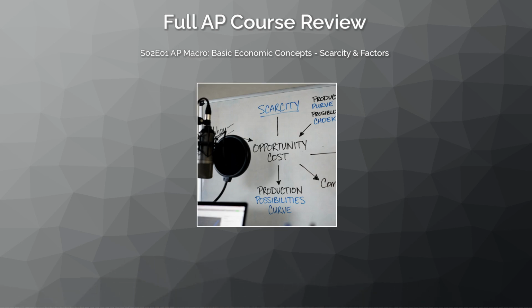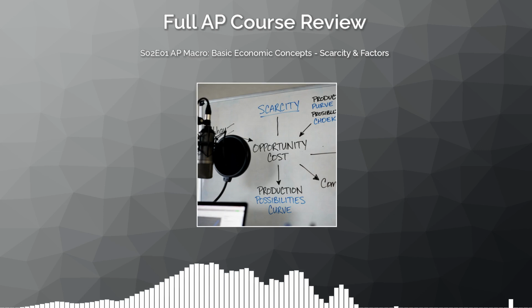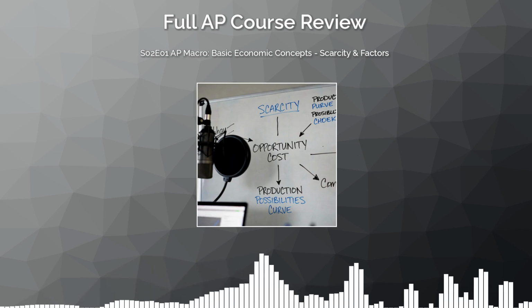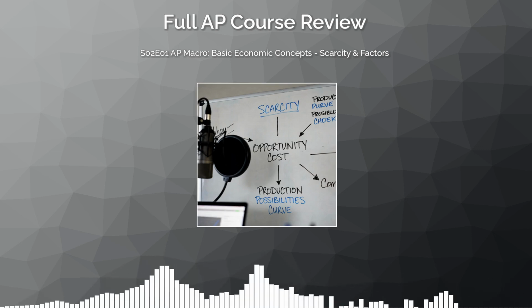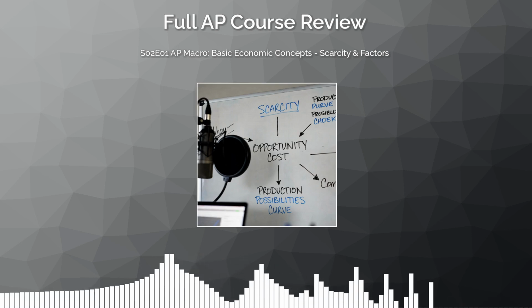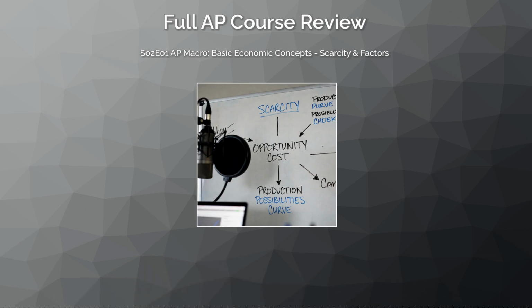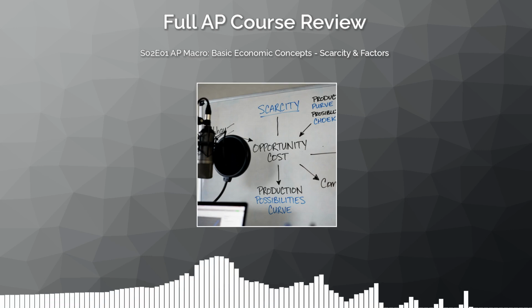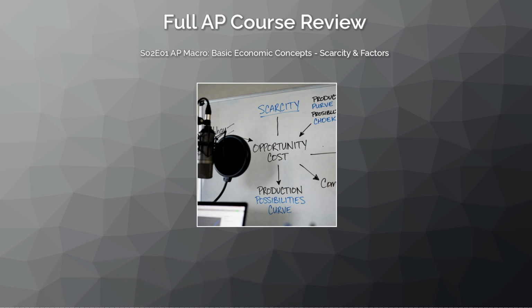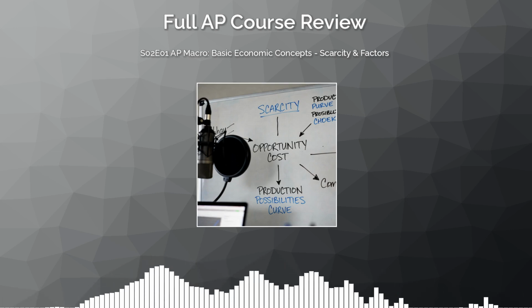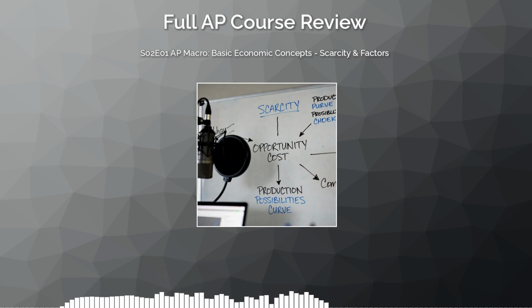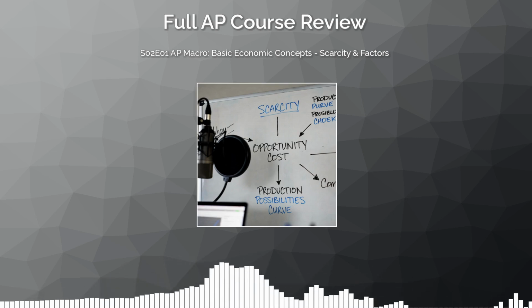Putting it all together. So here's your mental checklist when you see a demand question on the AP exam. First, ask yourself, did the price of this good change? If yes, it's a movement along the curve. Quantity demanded changed, but demand itself did not. If something else changed, income, tastes, related goods, number of buyers, expectations, then demand itself shifted and the whole curve moves.